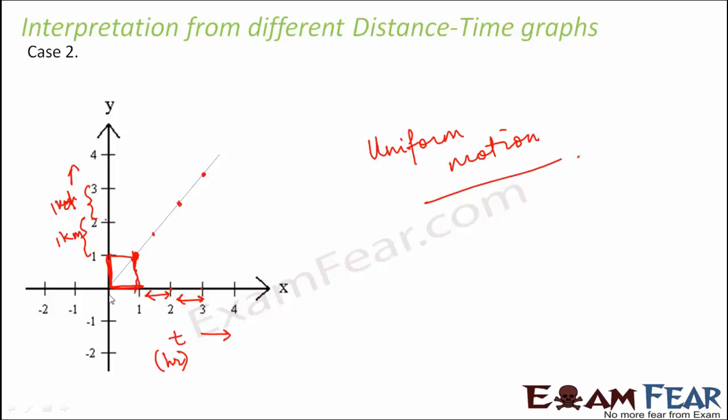So I hope you understood this. So this is the first 1 hour. This is the second 1 hour. So how much distance is traveled in this second 1 hour? So how will you calculate that? So till 2 hours, the total distance traveled is 2 kilometer. But in the first 1 hour, 1 kilometer is traveled. So 2 minus 1, 1. So 1 kilometer is traveled in the second interval, and so on.